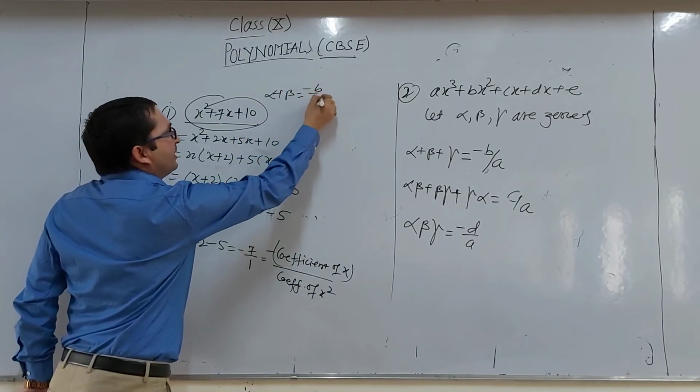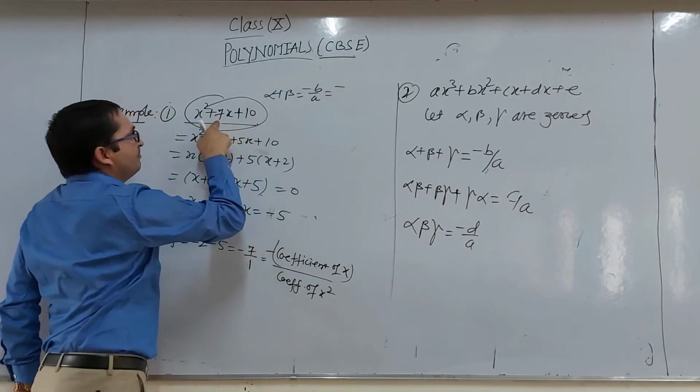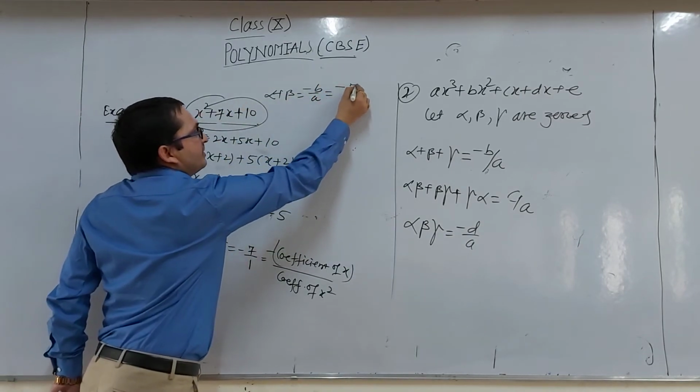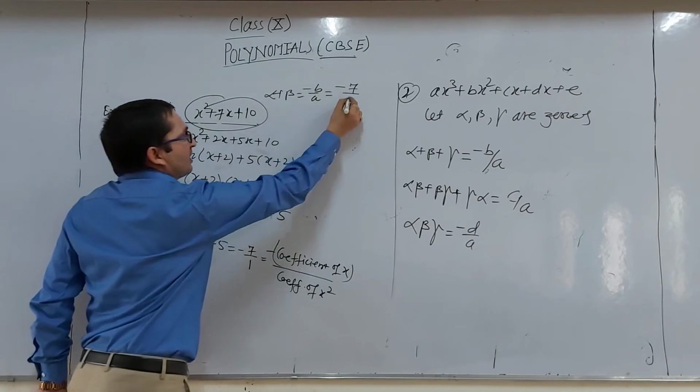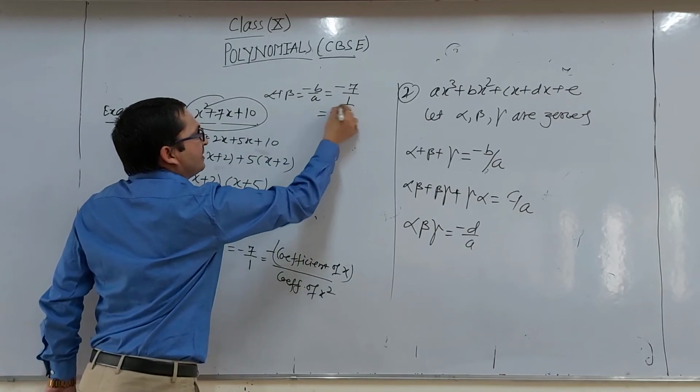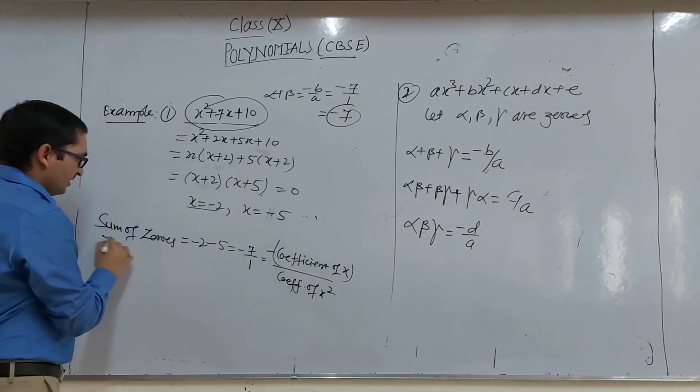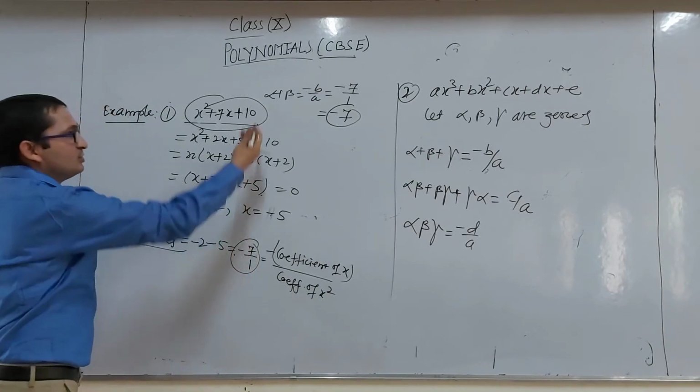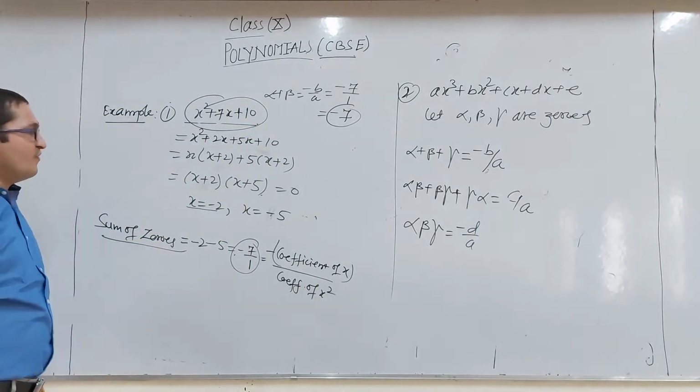Alpha plus beta is equal to what? Minus b upon a. B means what? Coefficient of x, 7. A means what? Coefficient of x square, 1. So we are getting minus 7. Here also we are getting minus 7. So both are equal. So it means it's verified.